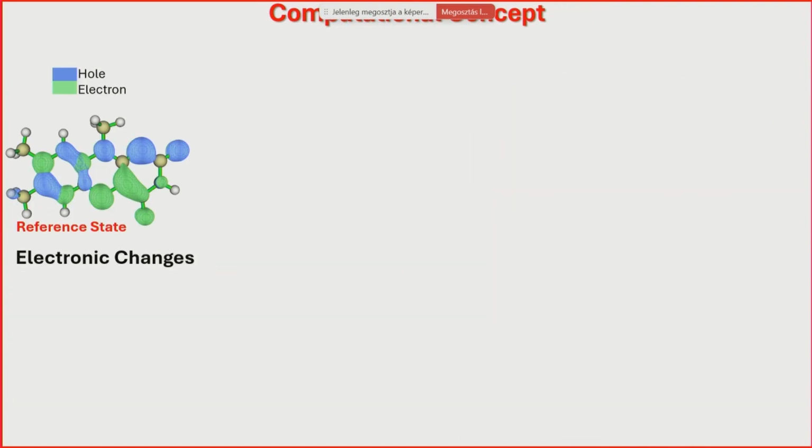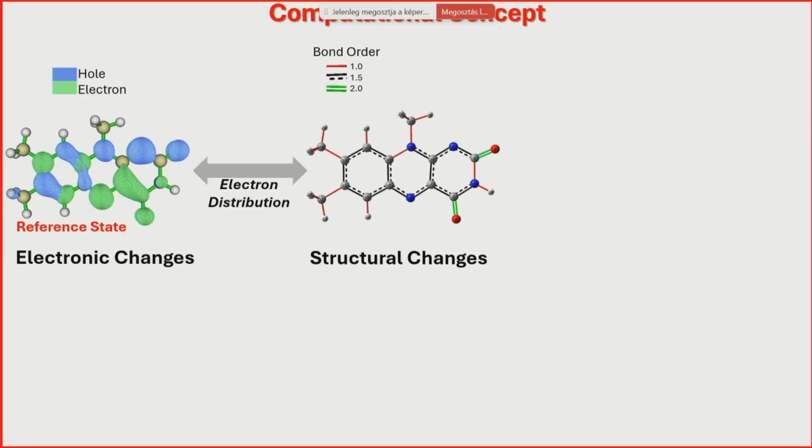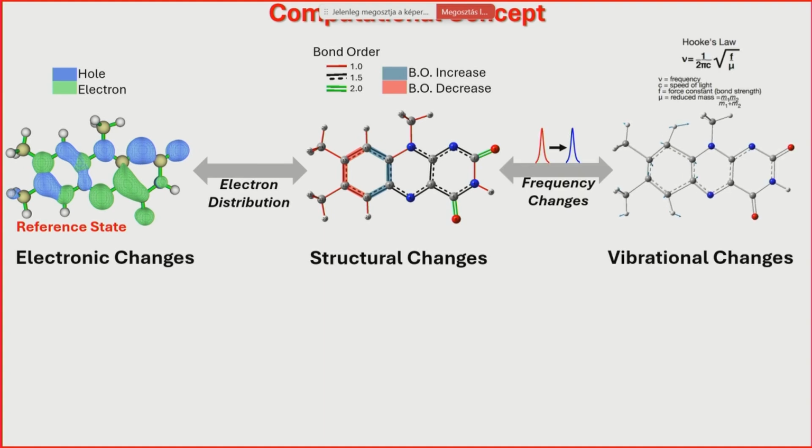Now, to go briefly through the computational concept: after the photoexcitation, we have the creation of a hole and an electron in our excited state, which creates new unique properties for the excited state. After giving enough time for the nuclei to respond to these electronic changes, they are translated to structural changes, for example, bond order increase or decrease. And these also translate to frequency changes, so shifts.